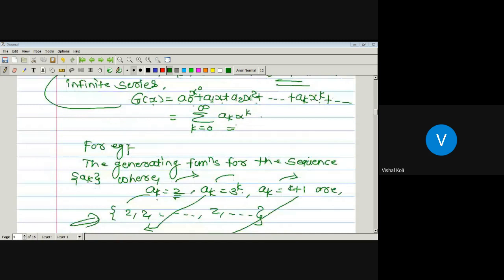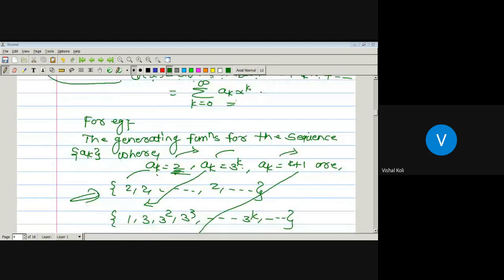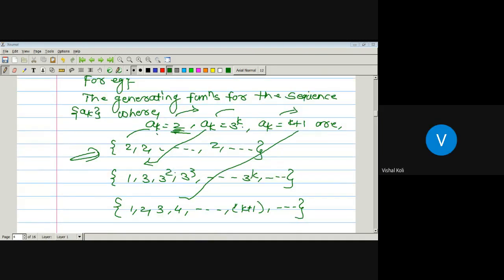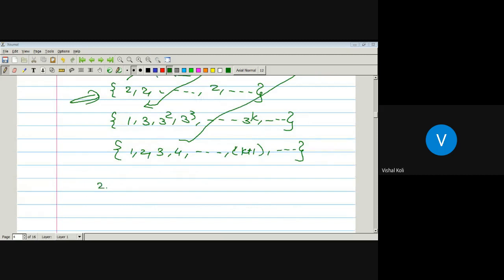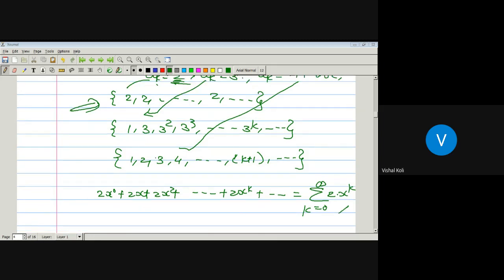As here we have the values of ak as 2, what are the coefficients of x raised to 0, x, x square, x cube, and so on? 2, 2. So the first sequence is nothing but 2 into x raised to 0 plus 2x plus 2x square plus and so on, 2x raised to k and so on. So it is nothing but summation k running from 0 to infinity 2 into x raised to k. Correct? Yes, sir.